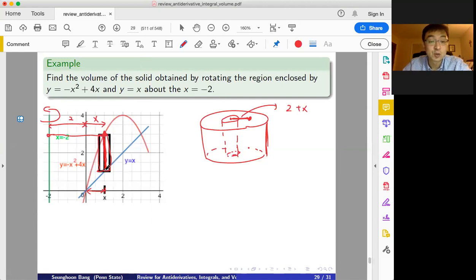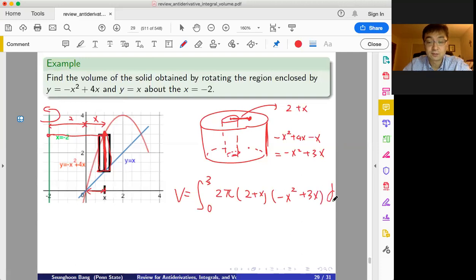Exactly, it's the difference between two function values. The top function is negative x squared plus 4x, minus the lower one, x. So we have negative x squared plus 3x. What's the volume? The volume is the integral from 0 to 3 of 2 pi times the radius, 2 plus x, times negative x squared plus 3x dx.